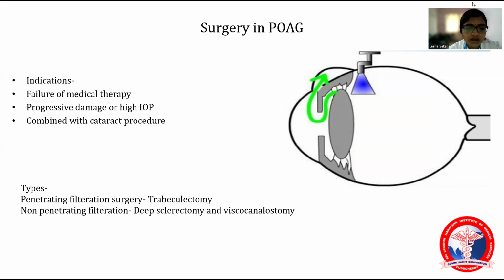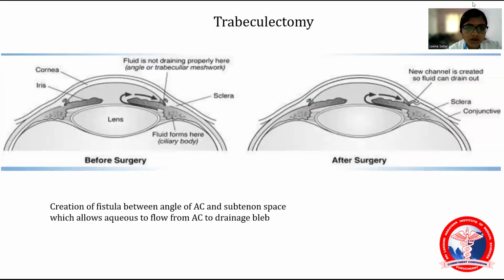What are the types? Penetrating filtration surgery, we have trabeculectomy. Non-penetrating filtration surgery, we have deep sclerectomy and viscocanalostomy. What happens in trabeculectomy is we have to create a fistula between the angle of anterior chamber and subtenon space, which will allow the aqueous to flow from anterior chamber to drainage bleb.